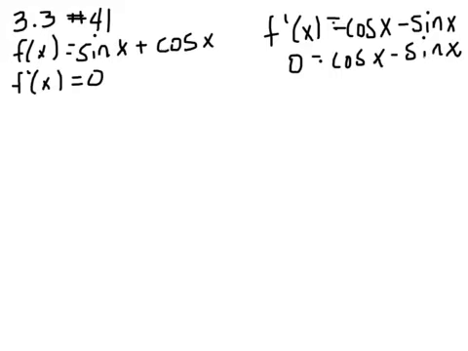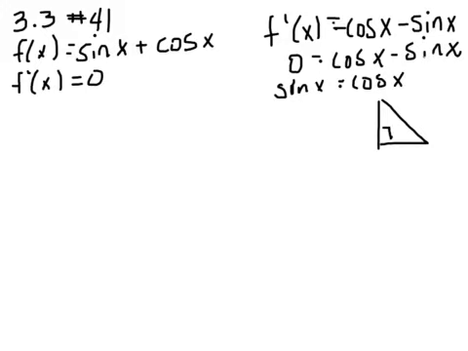If I add sine x to each side, I'm just going to move the sine x to the other side, and I get sine x equals cosine x. Now from trig, do you remember what values of x had the sine and the cosine values be the same?